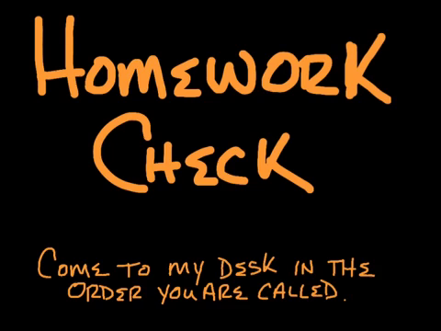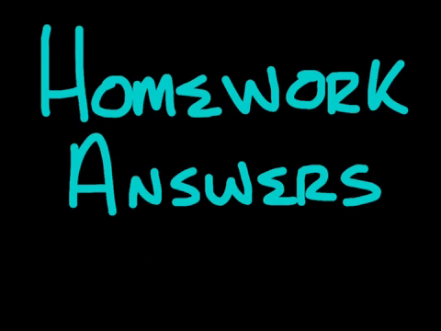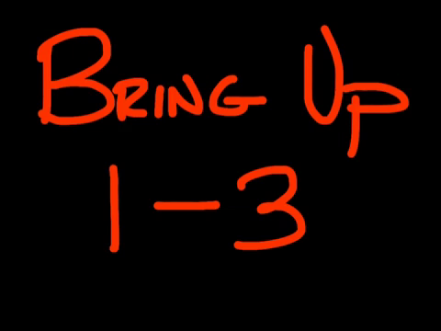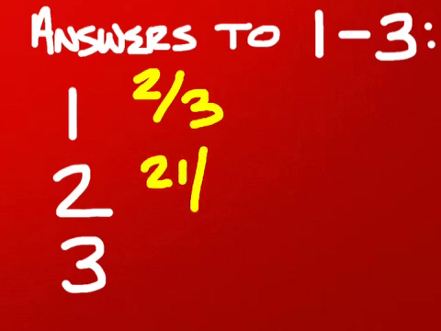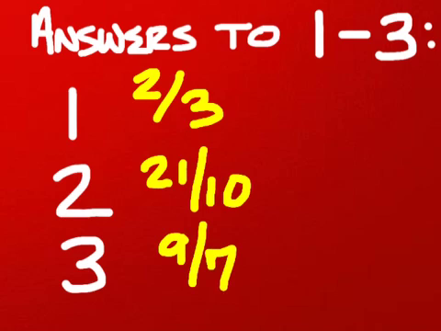Homework check is in the back of the room. Come up in the order that you're called. Time for homework answers. Bring up 1 through 3. Answers to 1, 2, and 3 should be 2 over 3, 21 over 10, 9 over 7.